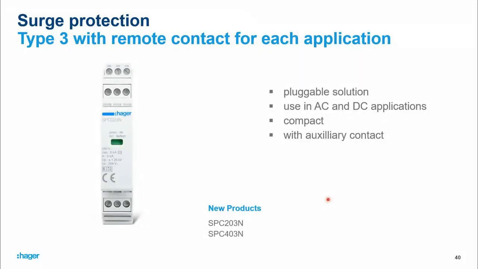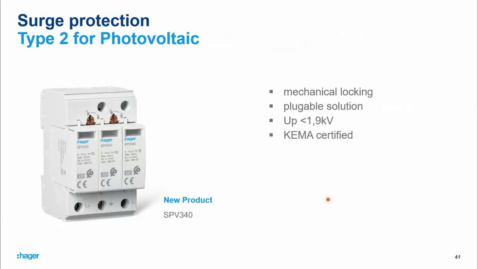Now let's have a look at type 3 SPDs. They are compact and installed near the end device. These SPDs also come with a remote contact, and can be used in AC or DC applications. Moreover, we have SPDs dedicated to photovoltaic applications, which are KEMA certified and have a special mechanical locking system, which you see as the red lock in the picture. These devices are also pluggable.